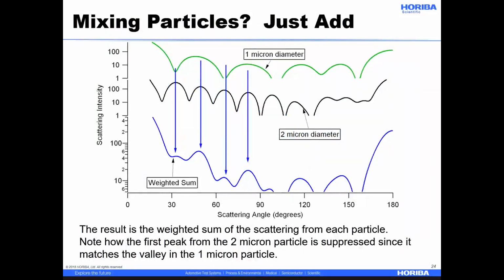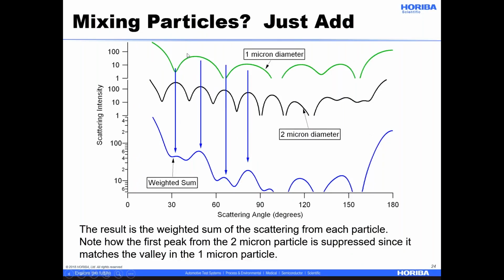What happens if I'm mixing? One thing about that, with the Mie calculation, you can go out to very wide scattering angles. With Fraunhofer, you can only use data at narrow angles. Well, if you're mixing particles, just add the scattering patterns. So I have green from a 1 micron particle. I have black from a 2 micron particle.